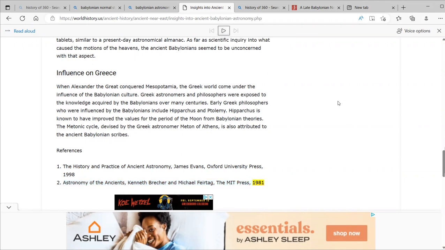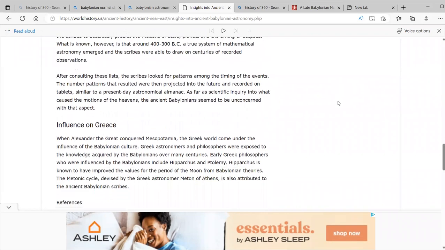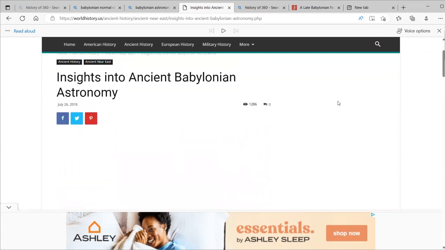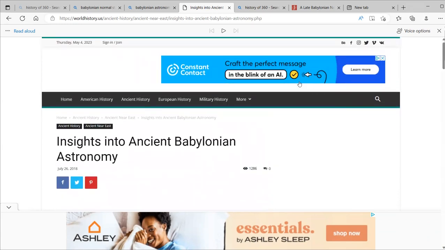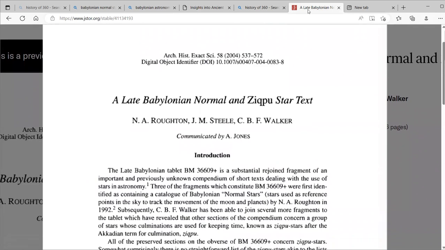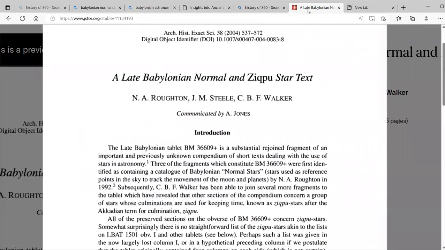Okay. So you guys got that part, right? Now let me go into another section that I need you to understand. And I'm hoping that I'm tying this all together for you guys, right? And as you can see, they're naming universities where it comes from, so it's good sources. So let's see here, the late Babylonian normal and ziqpu star text. Let's listen to this right here, see what it says. And it's going to kind of confirm what they were talking about over there.